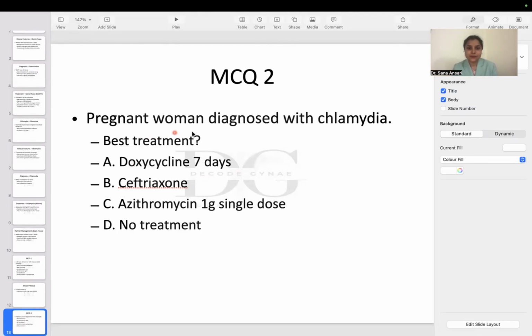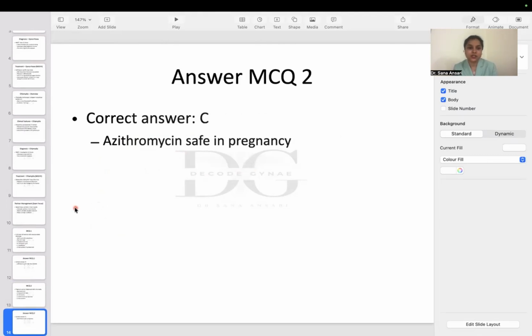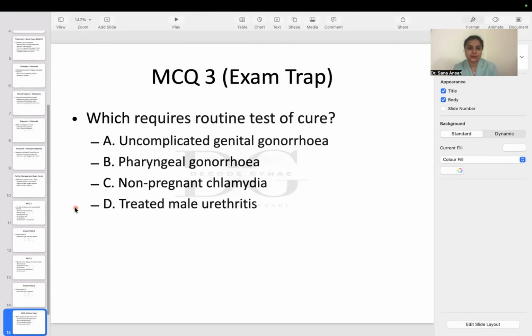Another MCQ, pregnant women diagnosed with chlamydia. The best treatment. A is doxy, B ceftriaxone, C azithro, or no treatment. So this patient is pregnant, so the treatment of choice is azithro. If she was not pregnant, then the treatment of choice will be doxycycline.